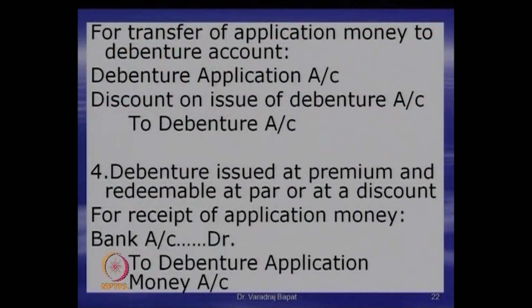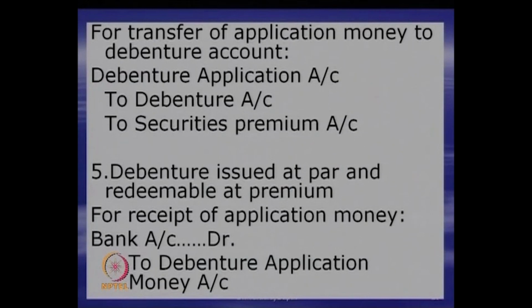Fourth case is debenture is issued at a premium, but it is redeemable at par or at a discount. Again the first entry is same: bank account debit to debenture application account for receipt of money. The second entry will slightly change because now the debenture application money is transferred to debenture account and also securities premium account. So here is a case where 100 rupees debenture is being issued at say 105 rupees. So people pay 105, out of that 100 rupees go to debenture account, 5 rupees goes to securities premium account.